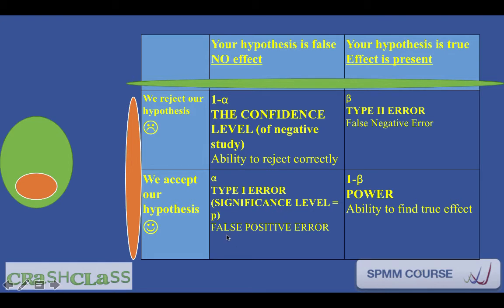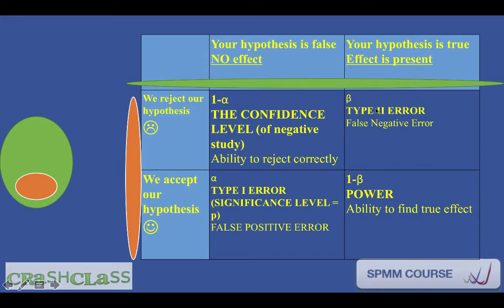Type 1 error is also called false positive error, because this is a situation where you falsely report a positive result from your study. So this is false positive error. 5% is what we want to keep the probability as. The conventional probability is 5%.